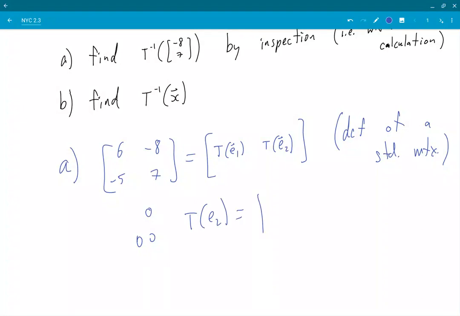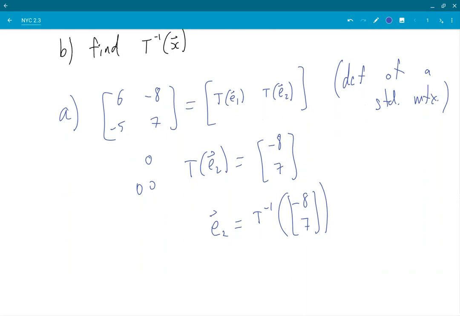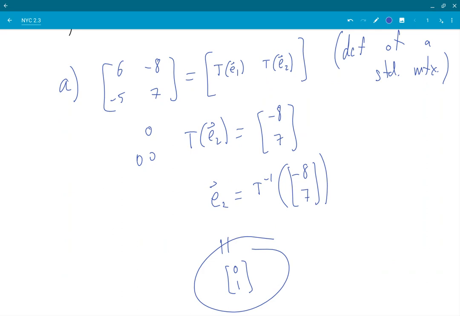T of E2 is this negative 8, 7, and therefore E2 is equal to T inverse of negative 8, 7, and E2 is this vector 0, 1. So there's my answer right there.